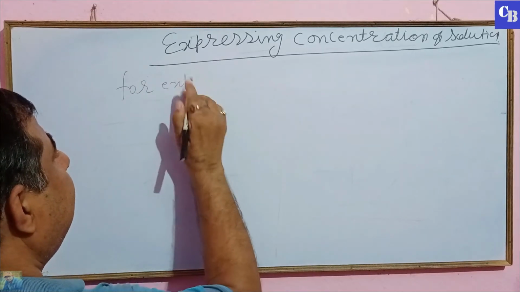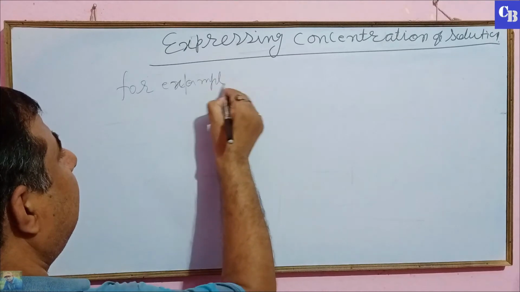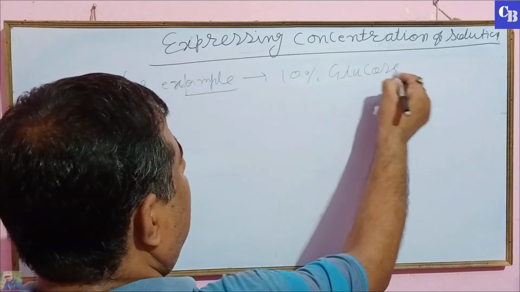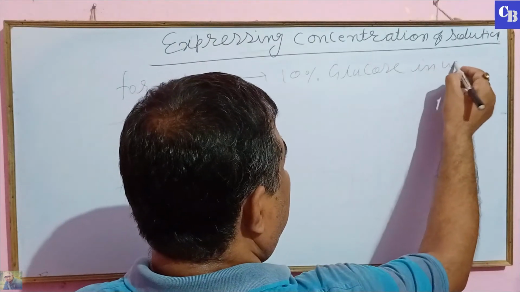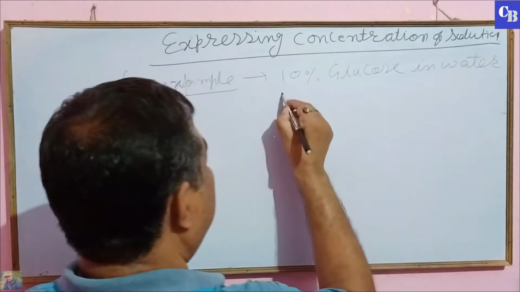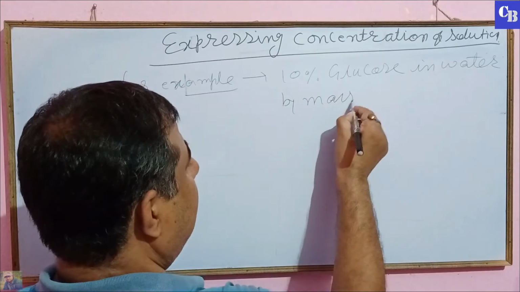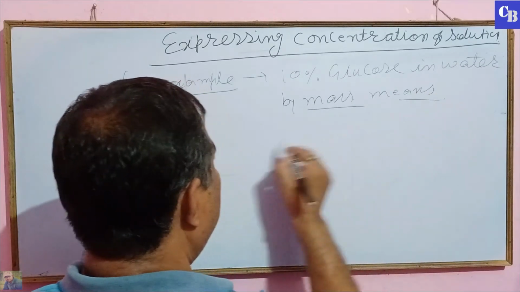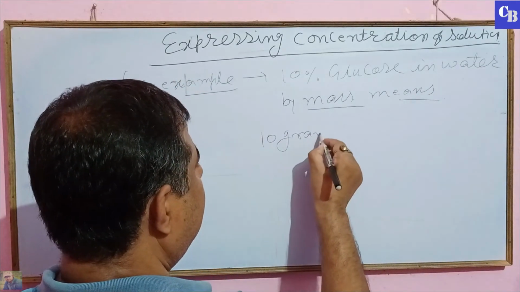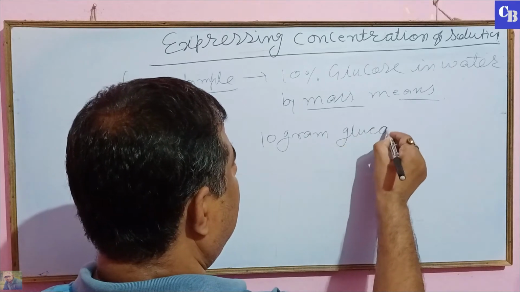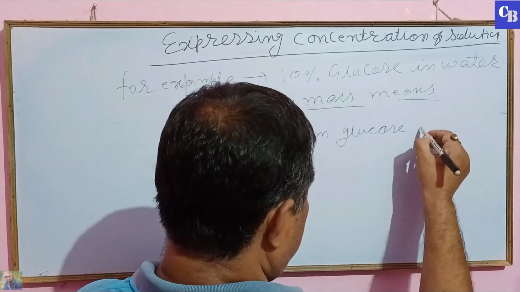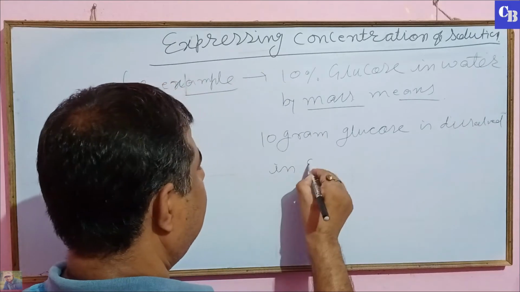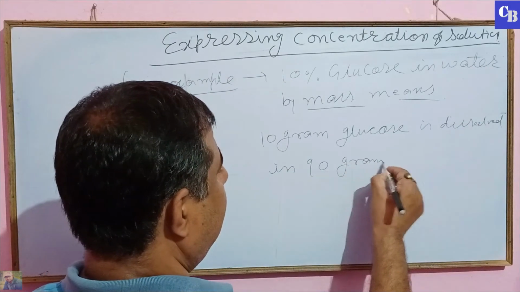For example, 10% glucose in water by mass means 10 gram glucose is dissolved in 90 gram of water.